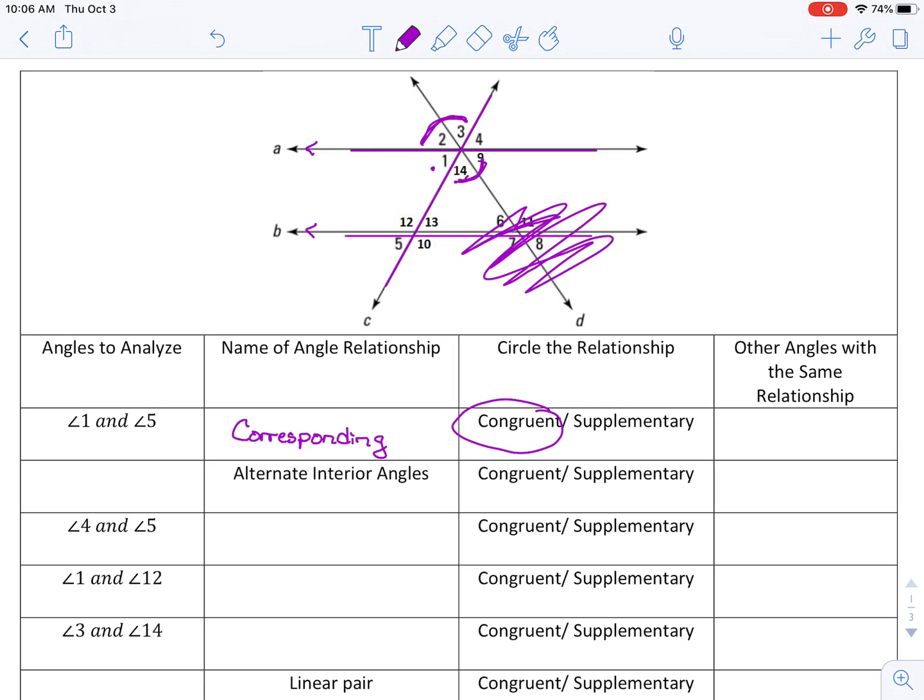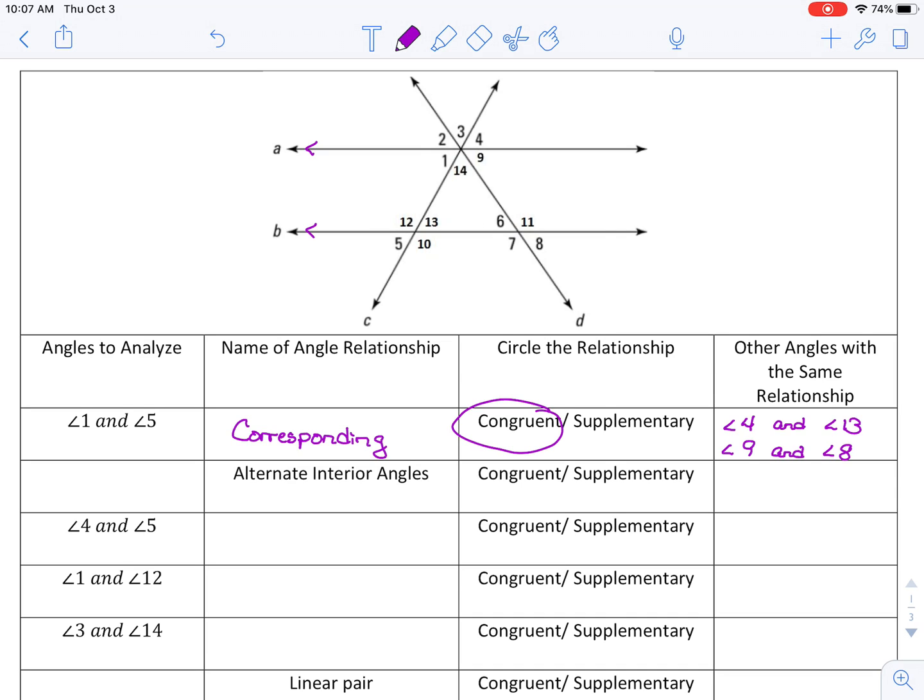We just said that 1 lands in the same spot as 5, but 4 is in the top right-hand spot, and down at the other intersection, 13 is on the same side of that transversal, but is now inside the parallel lines. So another example would be 4 and 13. Now, I didn't use this intersection over here. I could have. If you want to have another example of corresponding angles, you could use 9 and 8. I'm not saying these are the only other ones, but those are other ones.